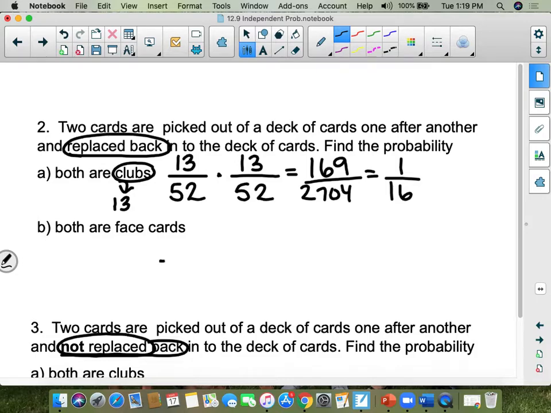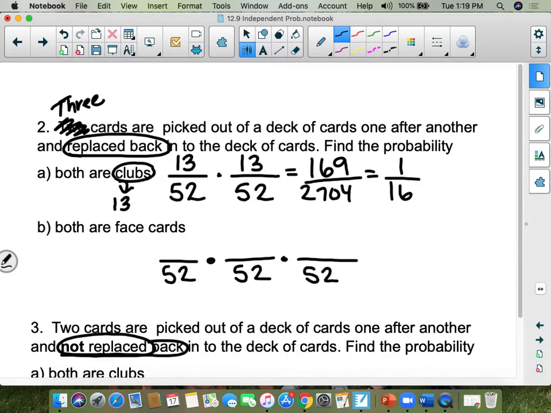Both are face cards. Instead of picking 2 cards, let's change this up. Let's pick 3 cards instead for this problem. If you're picking 3, you need to have 3 spaces. That's the only difference. And you know that you have 52, 52, and 52.